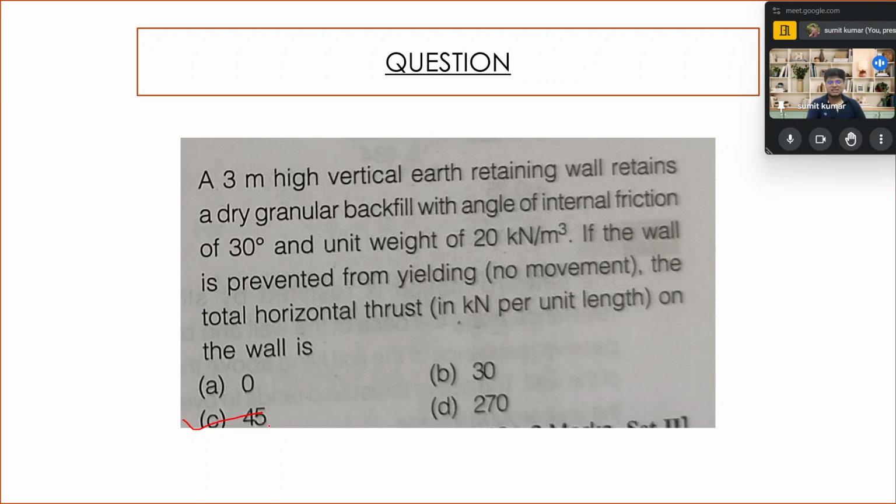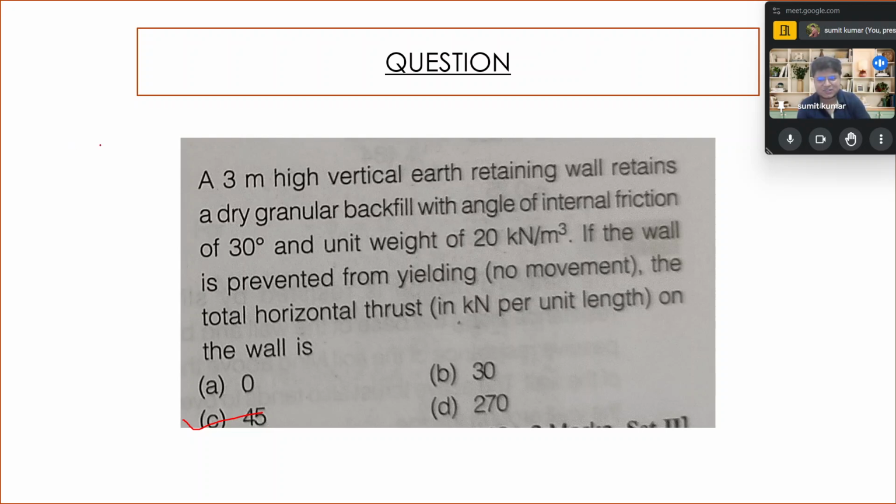Here also, when I read it for the first time, I also thought, oh, this is an active earth pressure problem. I'm going to calculate 1 by 2 K gamma H square. K is 1 by 3 for phi equal to 30, and I will write the answer. If you do so, option D, I think, is the answer we are going to get. But something is hidden over here.